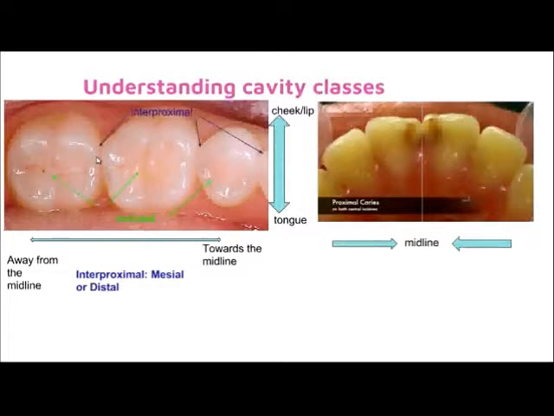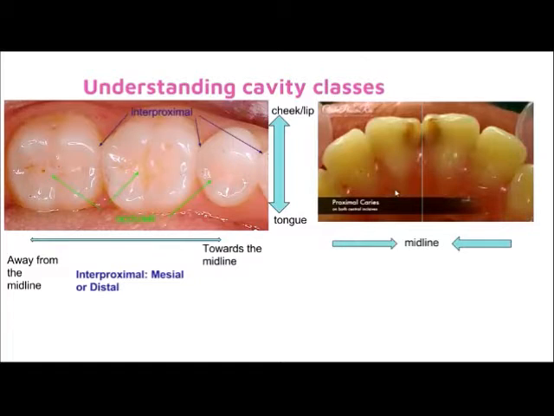They can't be both. The side of the tooth that is closest to the midline is the mesial side, and the side of the tooth that is furthest away is the distal side. So you end up with the mesial of one tooth touching the distal of another tooth until you get to the very back. And then this side is the distal because it's the furthest away, but it's not touching anything.